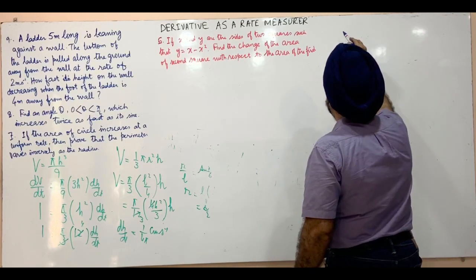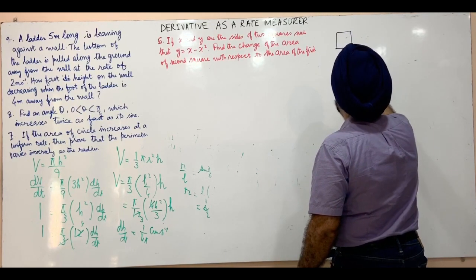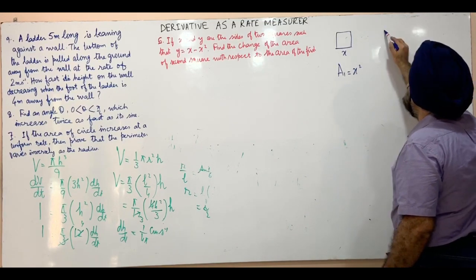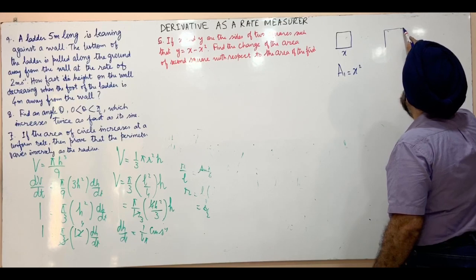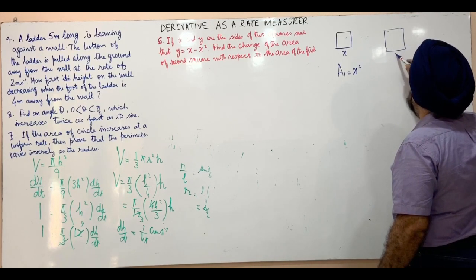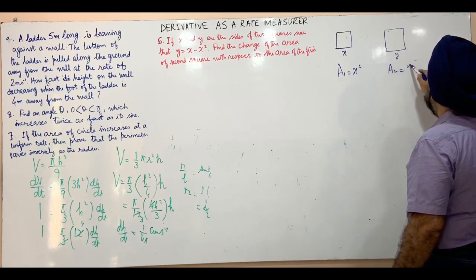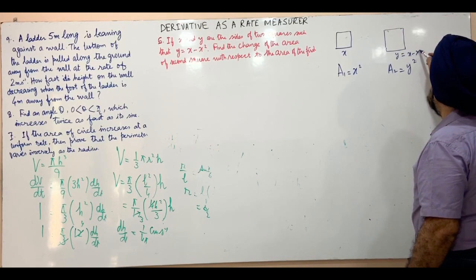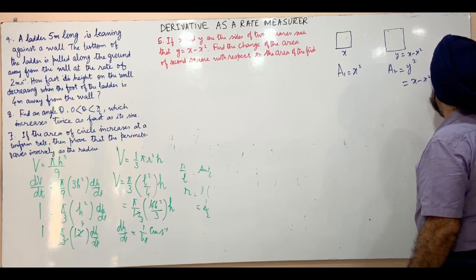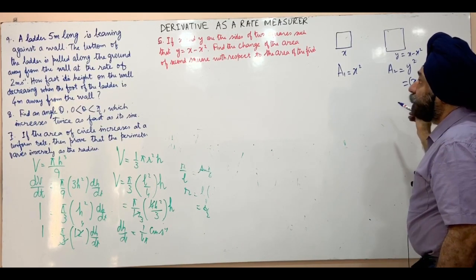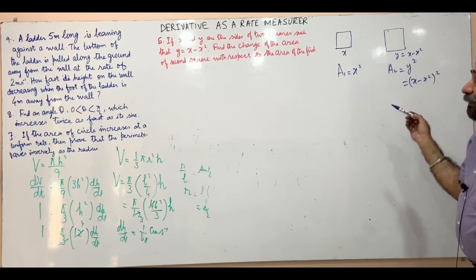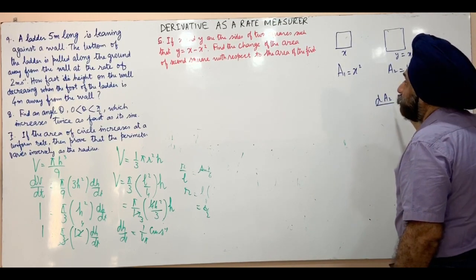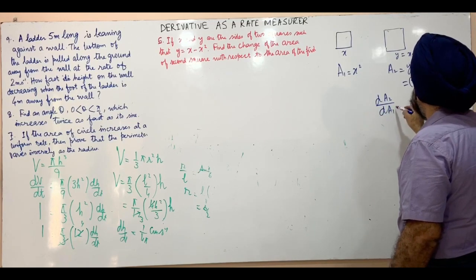So x is the side of the first square, its area will be x square. This is y, the side of the second square, its area is y square, and y is x minus x square, so this is x minus x square whole square. We have to find out the rate of change of area of the second square, that's dA2, with respect to area of the first. We have to find out this quantity.